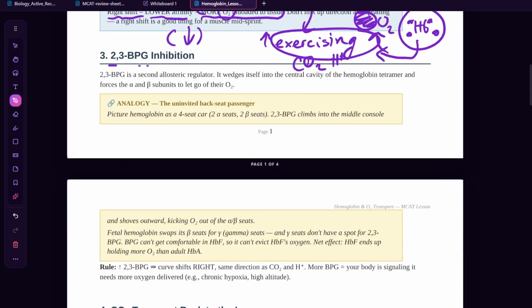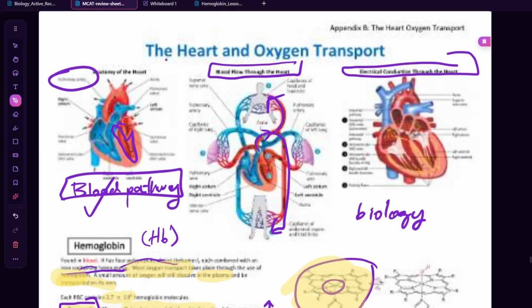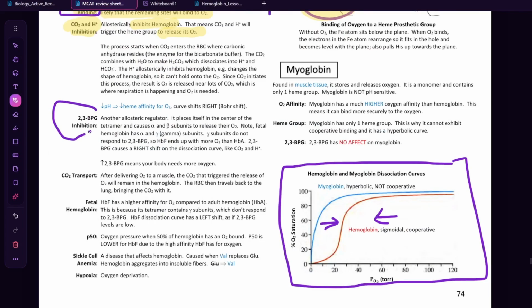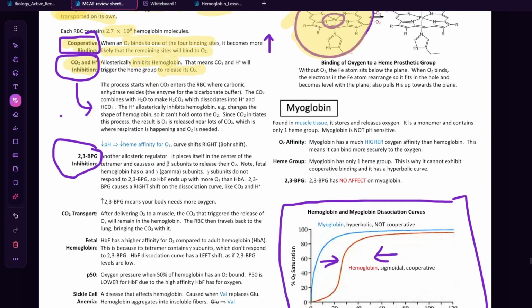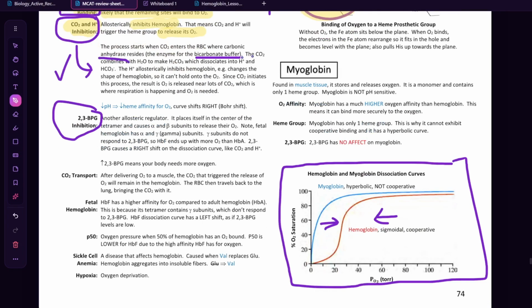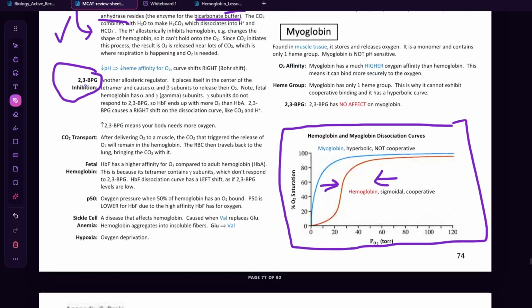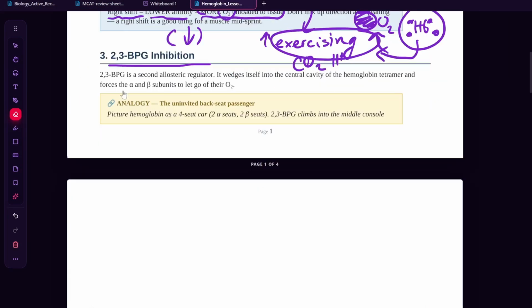And then for 2,3-BPG inhibition, and by the way, we're just basically going over this. So this is 2,3-BPG, CO2, H plus inhibition. So I'm just explaining that. And so we explained the bicarbonate buffer already, and we explained the oxygen affinity here. We also included this enzyme. And now we're on this 2,3-BPG inhibition, but I'm adding some more explanation so it's more clear.